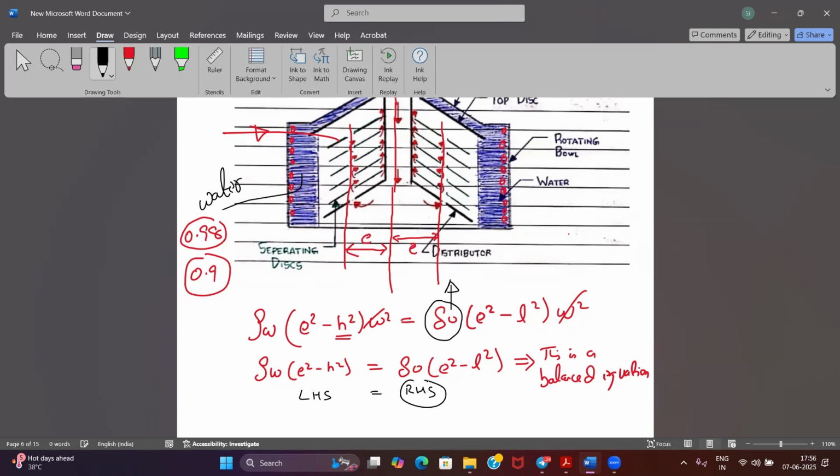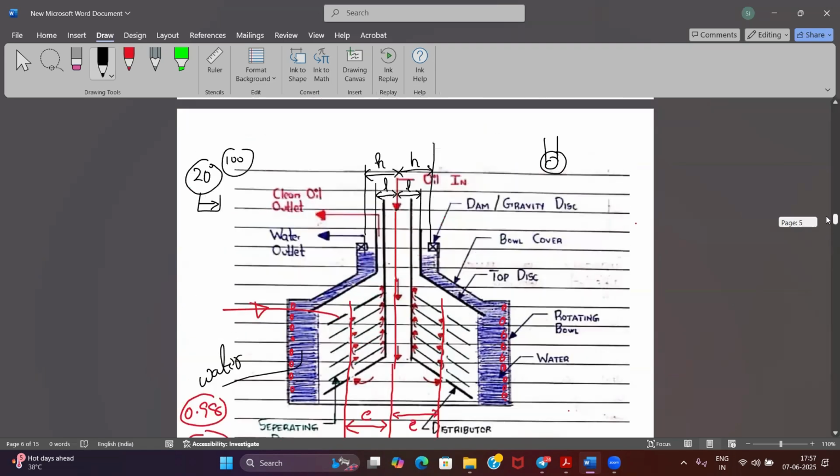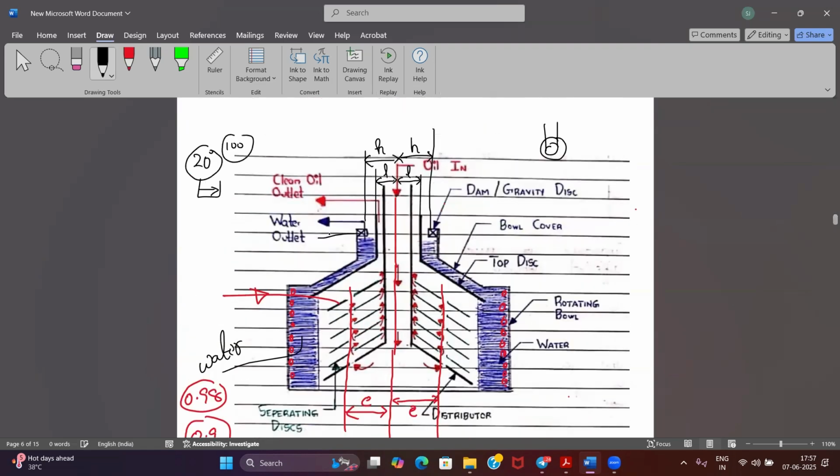Now the balance equation has been interrupted. My RHS has increased, isn't it? The density of water is constant. The distance from the center to the holes of the discs is constant. But this h, can I vary it? Can I change the size of the gravity disk? Yes, I can change it.